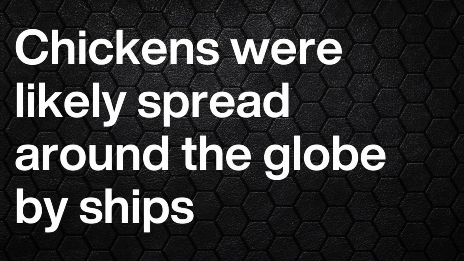Another one, chickens were likely spread around the globe by ships, as sailors brought them aboard to control rodents and supply fresh eggs at sea. And as they would be introduced to a new place, they were frequently well tended to and would grow. And we now find chickens all over the world, and they are, I believe, the most popular form of protein, at least animal protein.